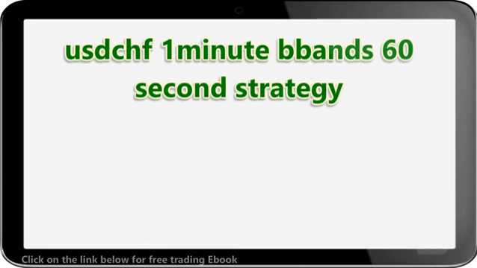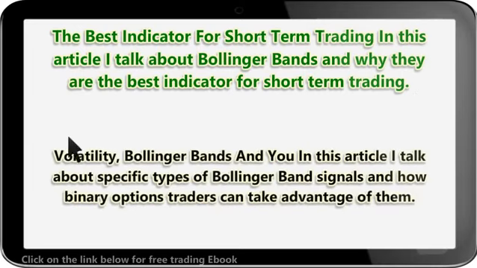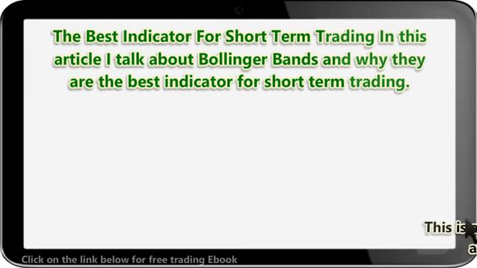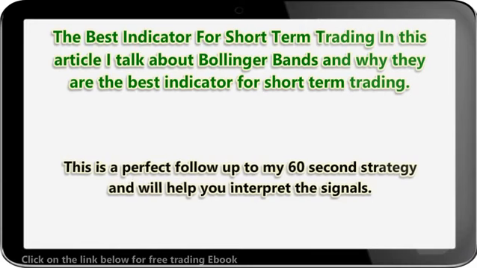The best indicator for short-term trading. In this article I talk about Bollinger Bands and why they are the best indicator for short-term trading, volatility, and in this article I talk about specific types of Bollinger Band signals and how binary options traders can take advantage of them. This is a perfect follow-up to my 60-second strategy and will help you interpret the signals.